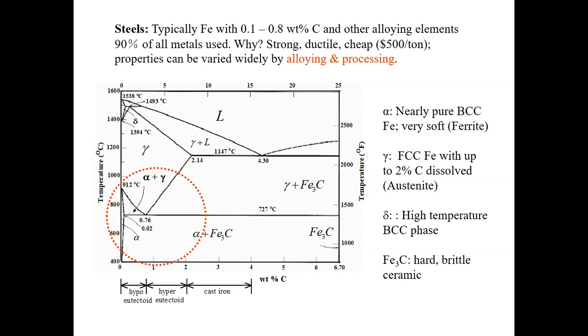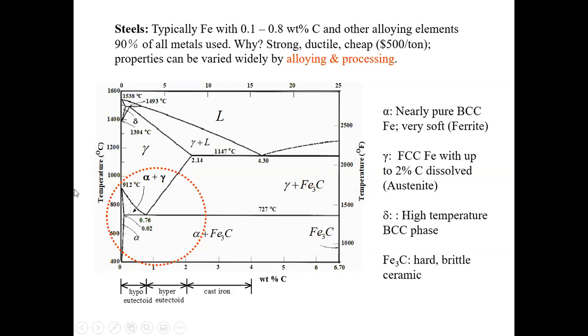Exactly. Here, the transformation is from a single solid phase, the gamma phase, into two different solid phases. So it still has a eutectic-like behavior, but it's not from the liquid. So we call this transformation the eutectoid transformation, to highlight that now you have a single solid phase that transforms into two different solid phases.